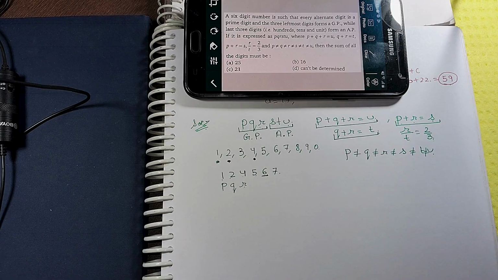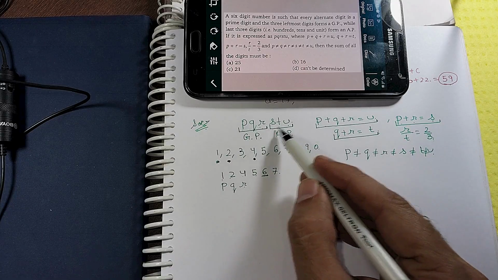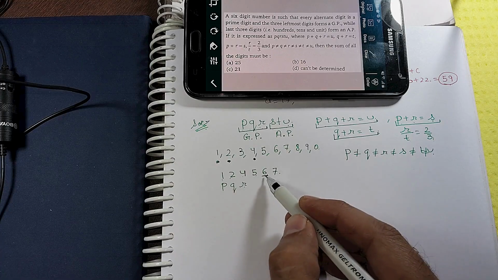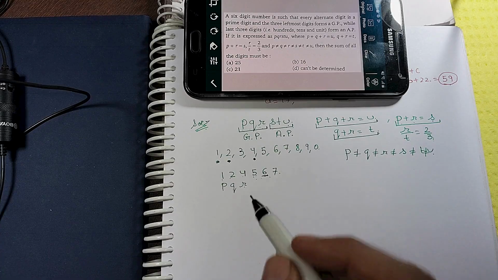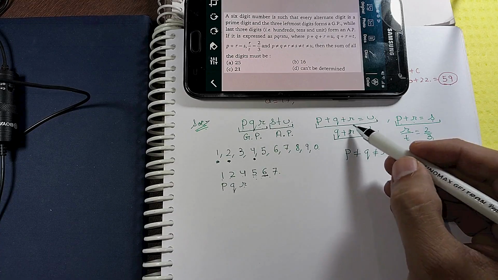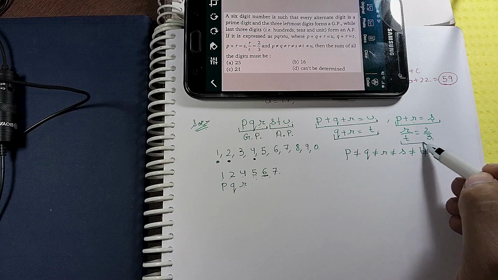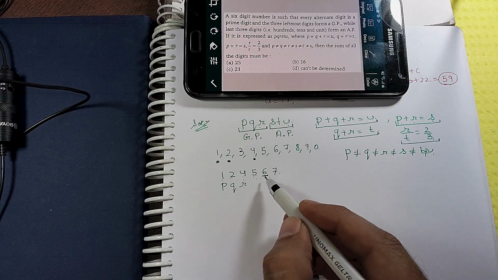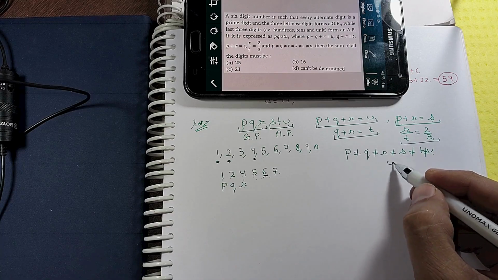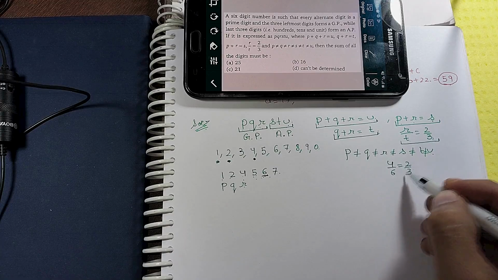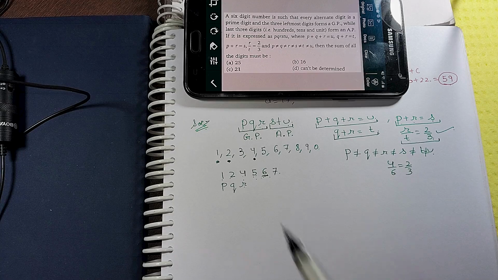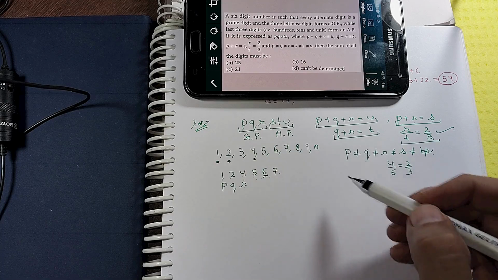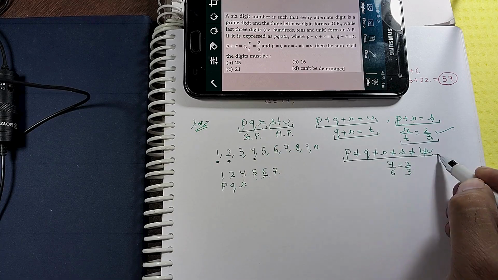Now we'll check for other criteria. Now the last 3 digits form an AP. So 7 minus 6 is 1, 6 minus 5 is 1. So these are consecutive digits, so they form an AP. Now all these conditions have been satisfied. We need to check R by T. So R is this and T is this, so basically 4 by 6, so this is 2 by 3. So this condition is also satisfied. And all are different digits. GP and AP conditions are also fulfilled, and these are not the same digits.